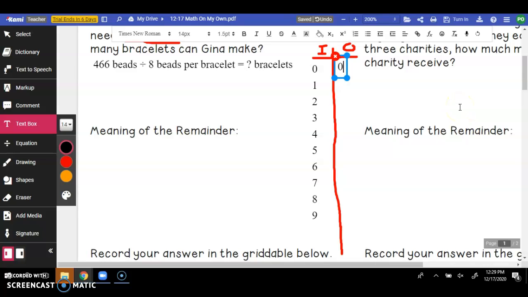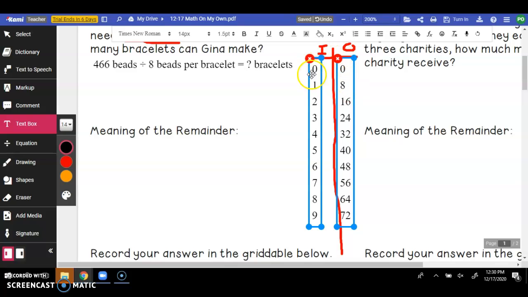So 0 times 8 equals 0. 1 times 8 equals 8. 16, 24, 32, 40, 48, 56, 64, and 72. So this is going to help me when I'm trying to divide, because these are my groups, and this is how many beads I can make from each group.